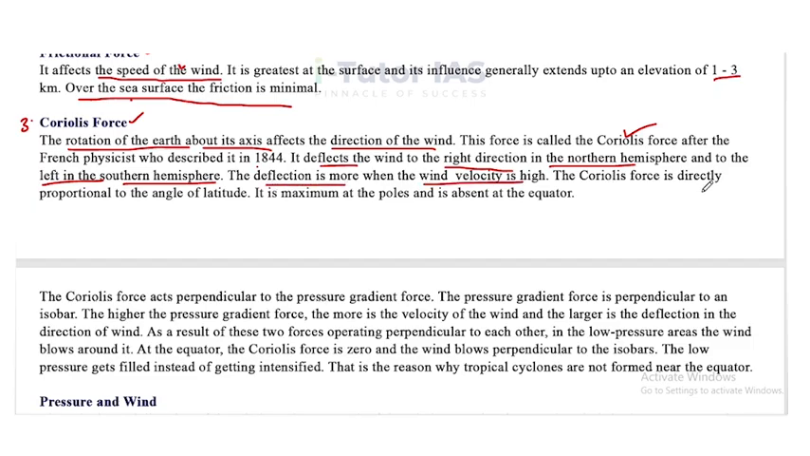The Coriolis force is directly proportional to the angle of latitude. It is maximum at the poles and is absent at the equator.